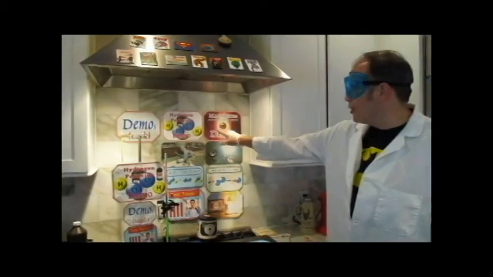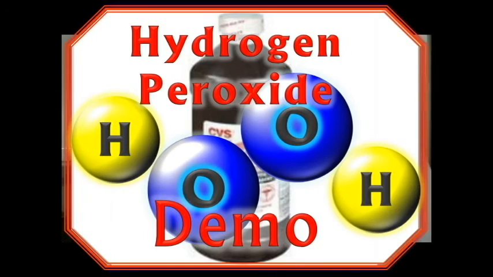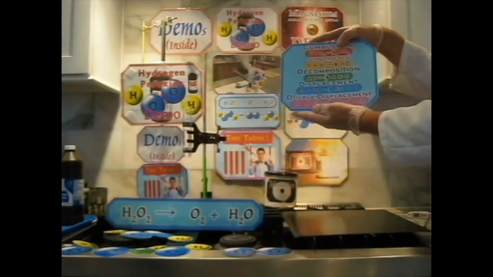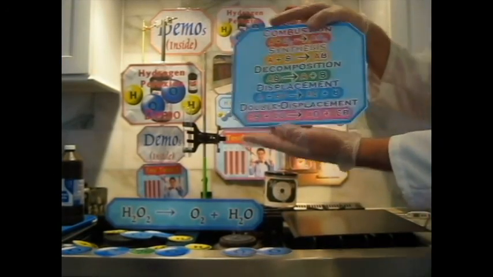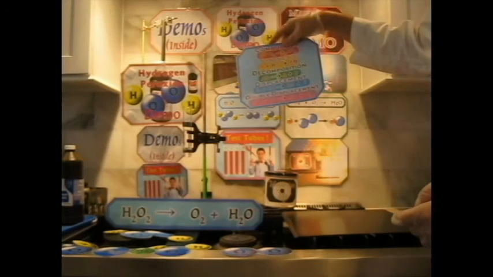Okay, so now we've got a couple more demos. Actually, it's a total of 4. We're going to start off with the hydrogen peroxide demo. The hydrogen peroxide demo is an example of reaction types. Remember, we talked about these reaction types. Which one is it? So think about that.